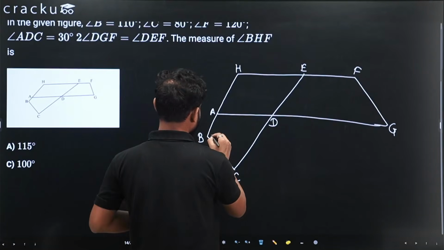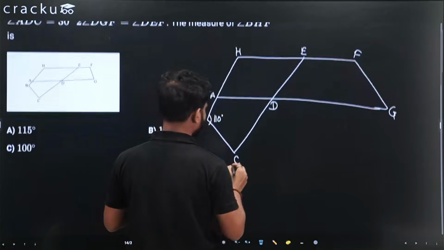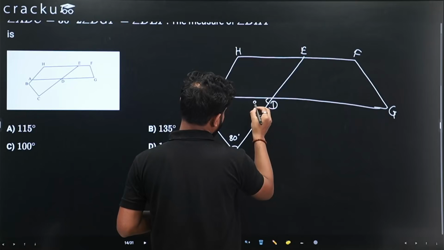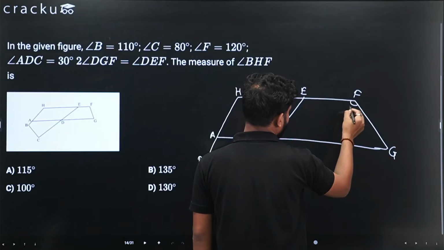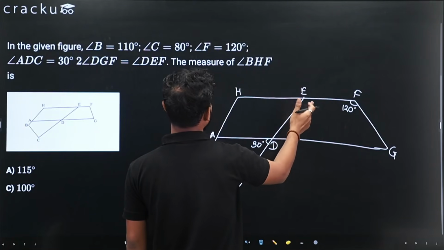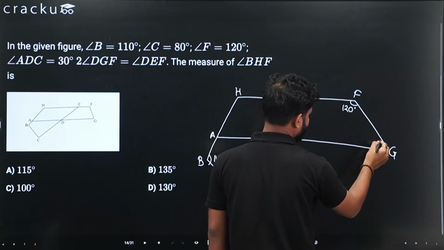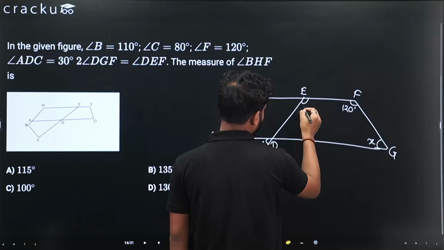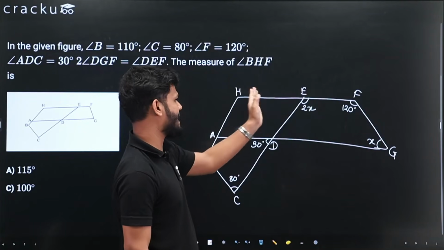Angle B is given as 110 degrees. Angle C is given as 80 degrees. Angle ADC is given as 30 degrees. Then angle F is given as 120 degrees. Correct? Then twice of angle DGF. So DGF, let us say this is X. Twice of this is DEF. So this will be 2x. We need to find this angle BHF.